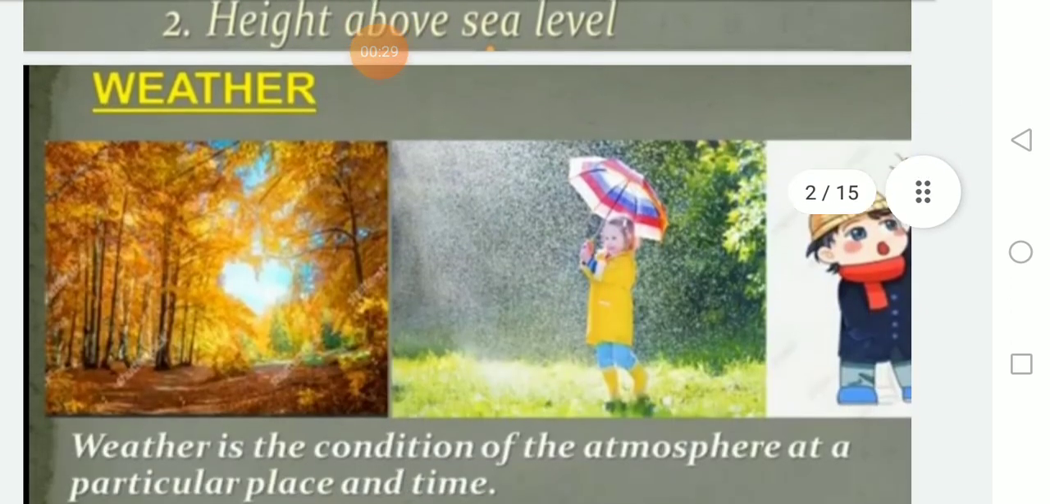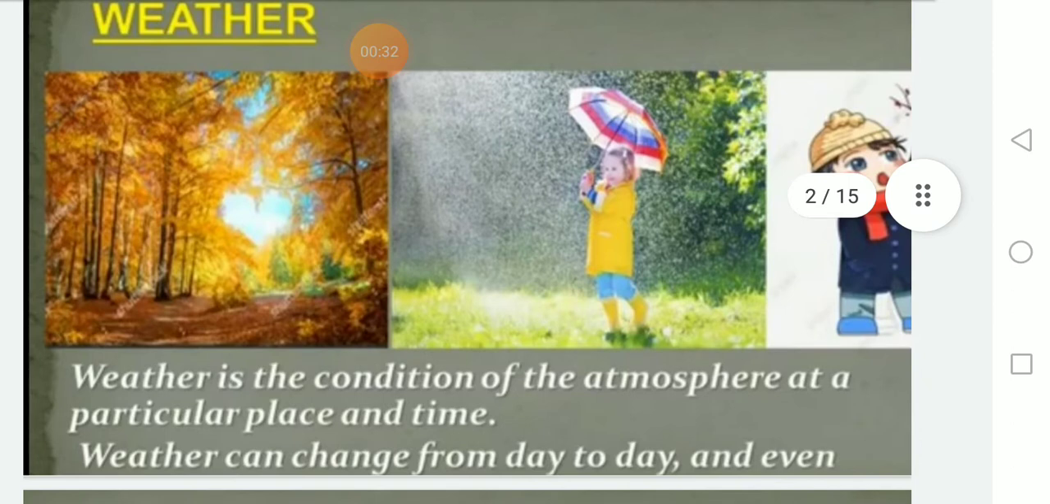So first of all, we have to learn about the weather. What is the weather? Weather is the condition of the atmosphere at a particular place in time. It can change from day to day and even from hour to hour.